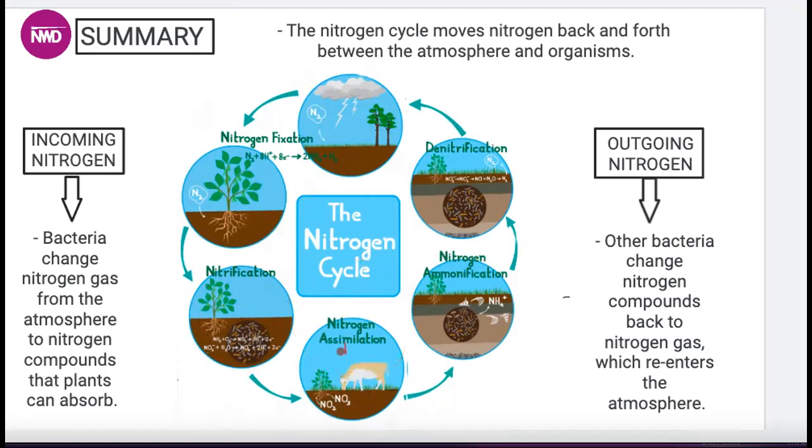After nitrogen assimilation, both the producers and consumers die and they are acted upon by decomposers. And what do decomposers do? Either they release the nitrogen gas back to the atmosphere in a process called denitrification, or they return this nitrogen to the cycle by the process called ammonification. So this is about the nitrogen cycle.